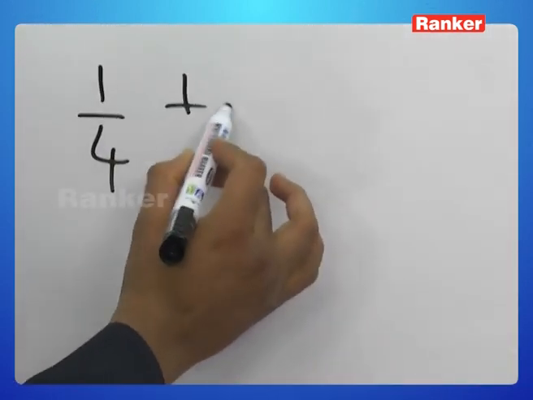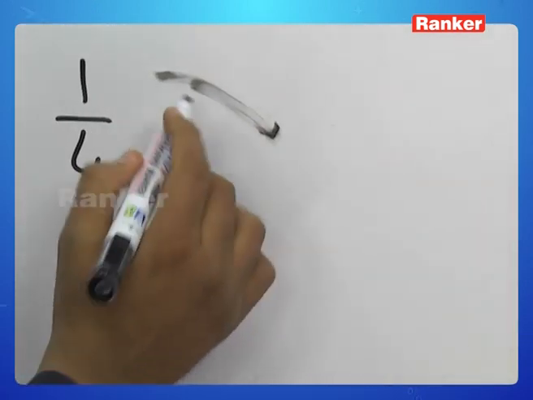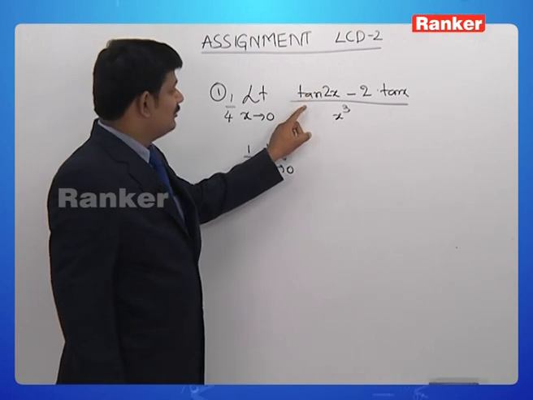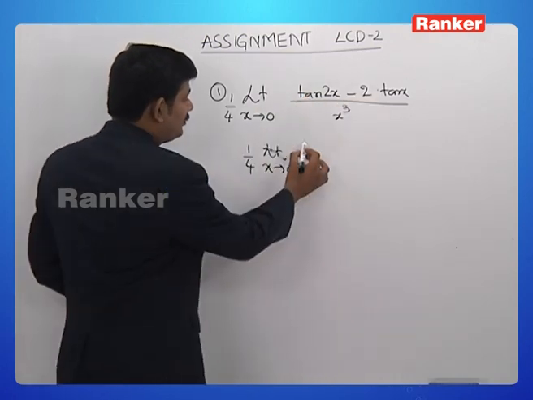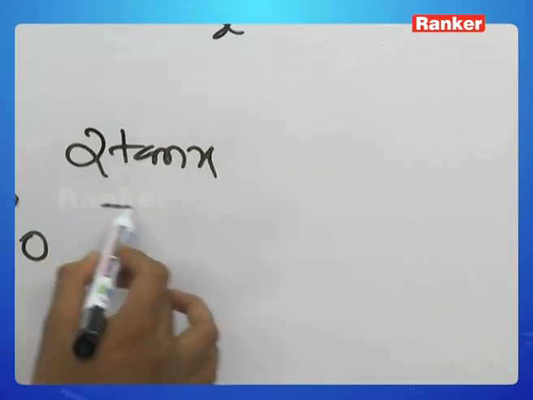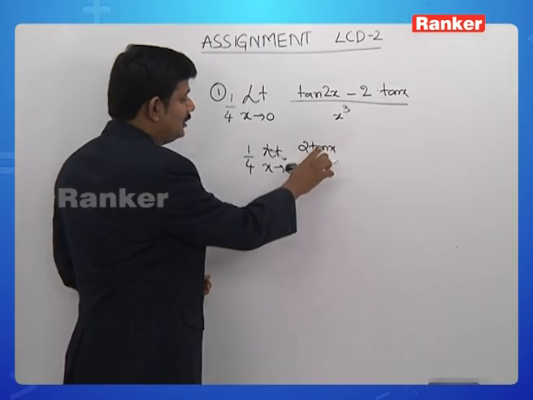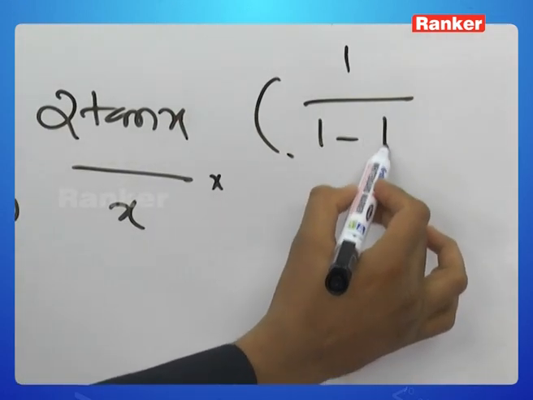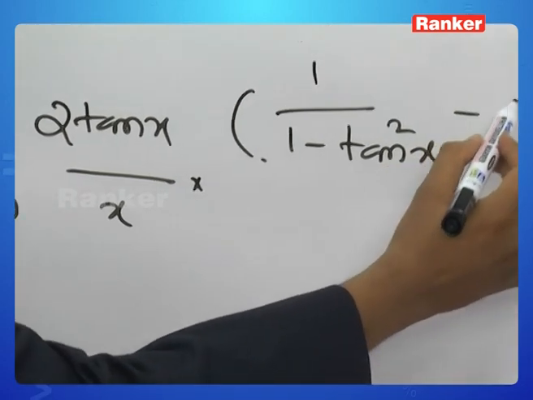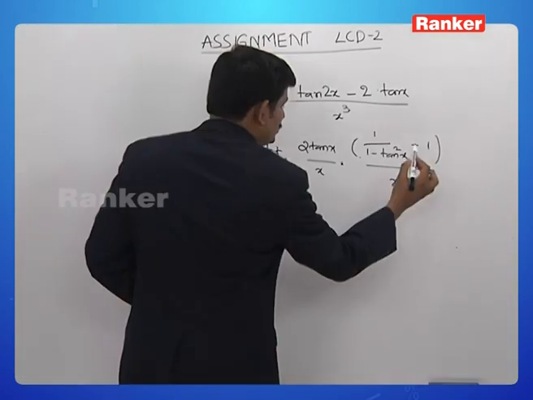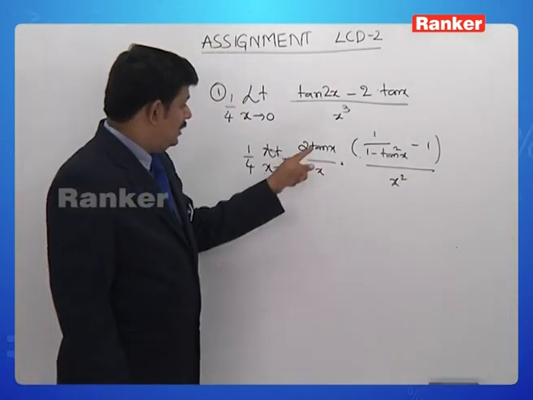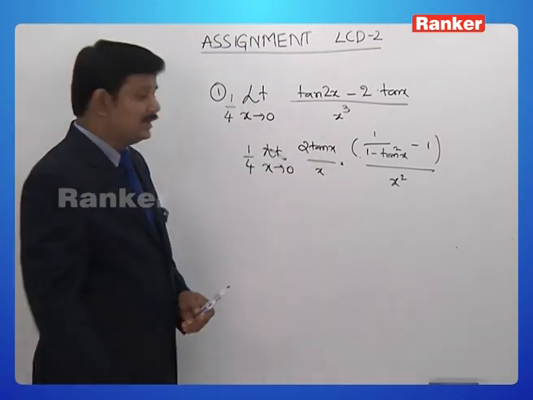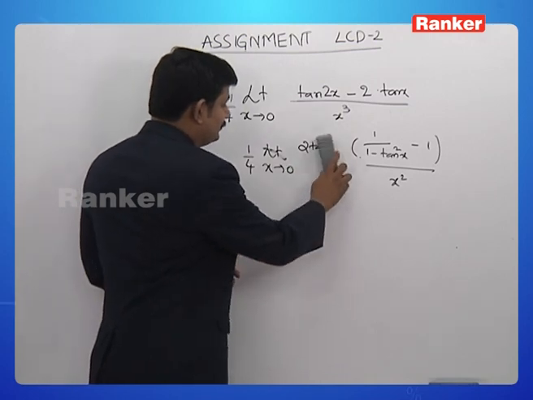This limit is 1 by 4, limit x extending to 0. Tan 2x, we will write it as 2 tan x by 1 minus tan square x, and 2 tan x can be taken common from the numerator. 2 tan x by, I will lend one x from the denominator to 2 tan x into, we are left with 1 by 1 minus tan square x minus 1, divided by x square. Now, we all know tan x by x as x tends to 0 is 1. So, we can replace tan x by x with 1.